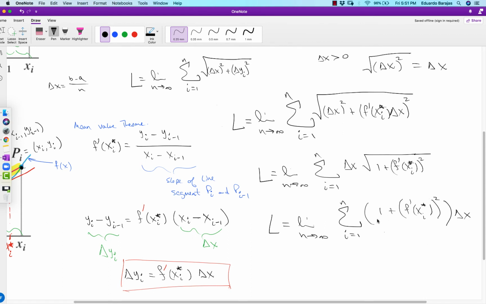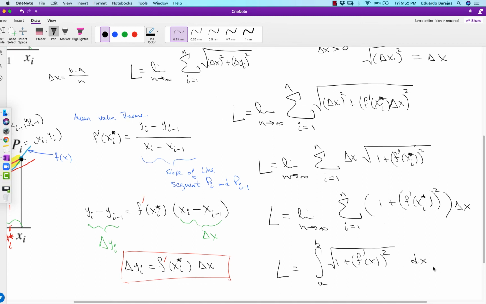Okay, and so now this is exactly the definition of an integral. So L is now equal to the integral from a to b of this guy, the square root of 1 plus f prime of x squared, take the square root of that whole thing, dx. Good. And so we've arrived at our formula, finally. To find the length of a curve along a function f, this is the formula that we're going to use. Okay, let's look at the formal presentation from our author.